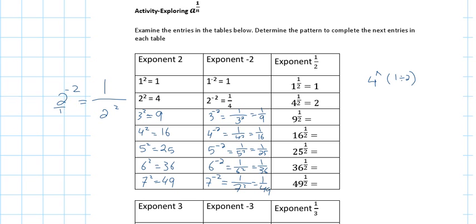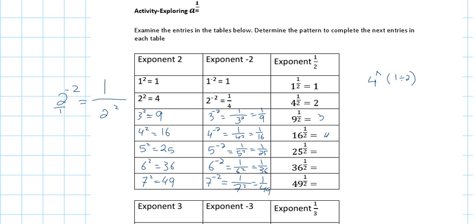Okay. Now do the same thing for 9 to the power of half. What are you going to get? 3. And then for 16 to the power of half, 4. 25 to the power of half is 5. 36 to the power of half is 6. 49 to the power of half is 7.